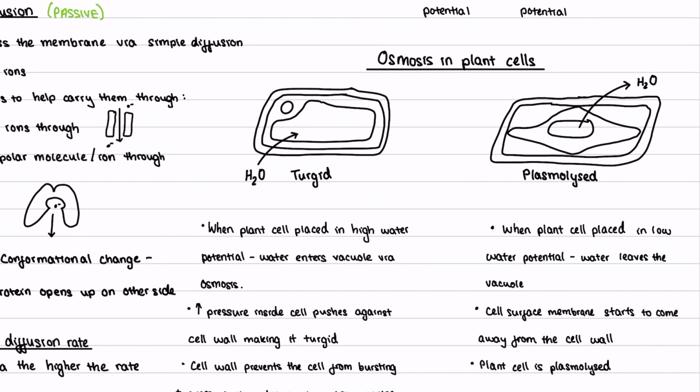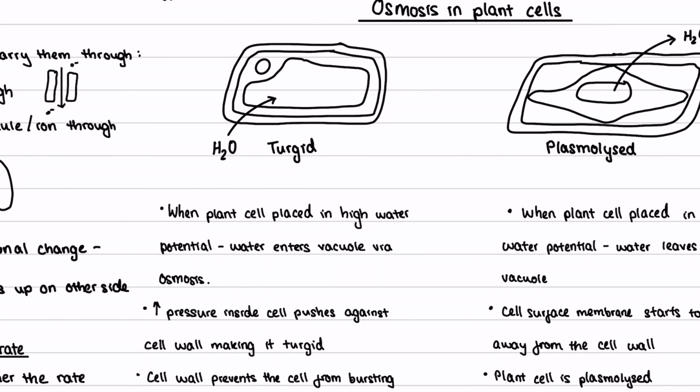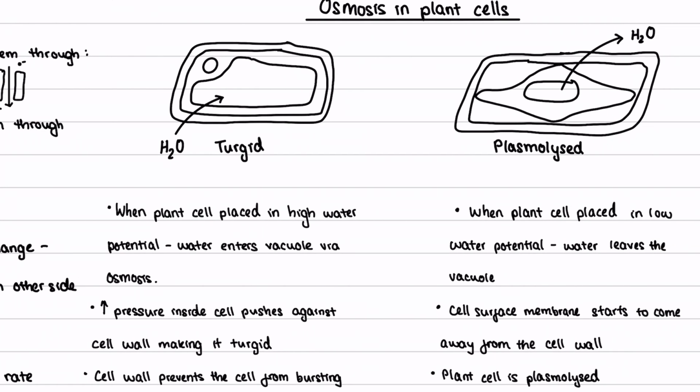In plant cells, the main thing is that plant cells have a cell wall that protects the cell. When the plant cell is placed in a container with a high water potential, water enters the vacuole of the cell via osmosis. The pressure inside the cell pushes against the cell wall, making it turgid. However, the cell wall will prevent the plant cell from bursting as the pressure stops too much water entering.